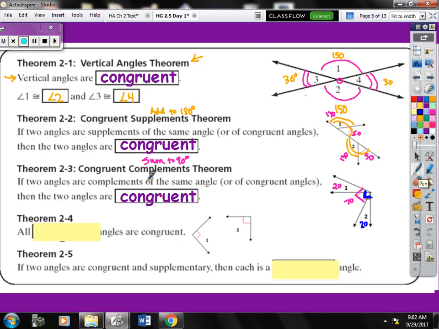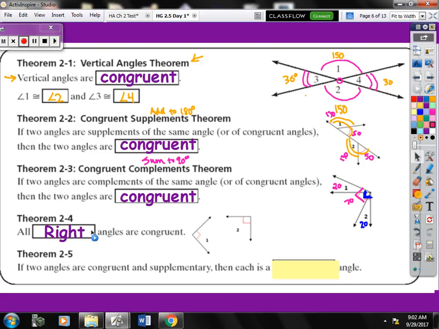Again, we don't use these very often. They kind of actually seem like common sense when you plug numbers in, but I share them with you. Theorem 2.4 sounds like common sense, but it is a theorem, and you actually will use this one in proofs. All right angles are congruent.